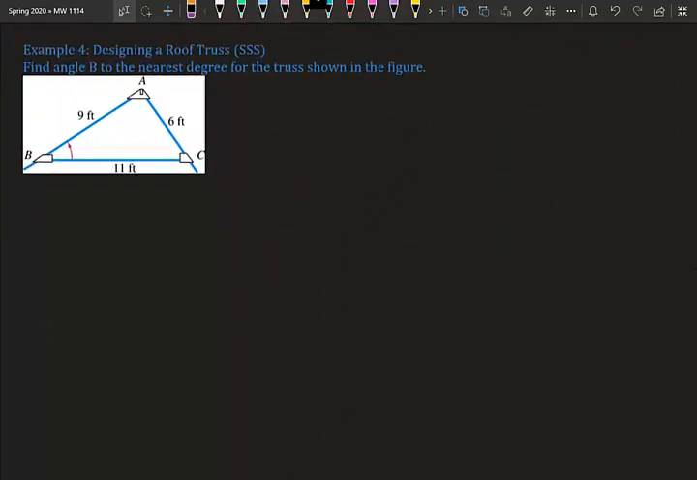Find angle B to the nearest degree for the truss shown in the figure. A truss is how they build, it's used to build roofs and staging and stuff like that. So, angle B, that's what we're trying to find. So since we're trying to find angle B, we know that that's going to come from B squared equals A squared plus C squared minus 2AC cosine B.